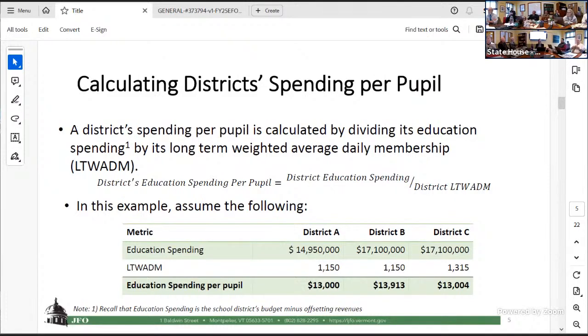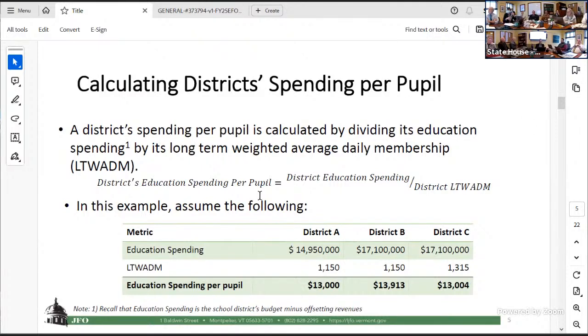So this is the spending per pupil. We're talking about long-term weighted ADM. This is the Act 127 pupil weights. This is what we're going to be seeing moving forward, assuming no other legislative changes to the formula. We've got three districts that we're going to just walk through. The whole presentation is going to have District A, B, and C.